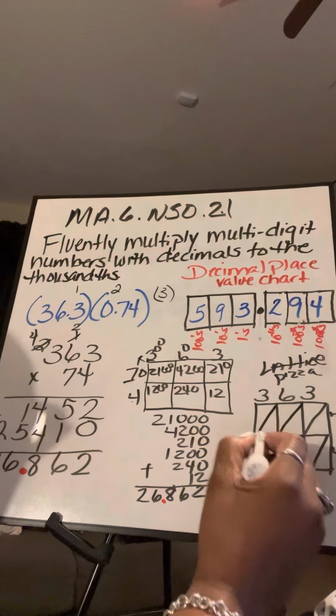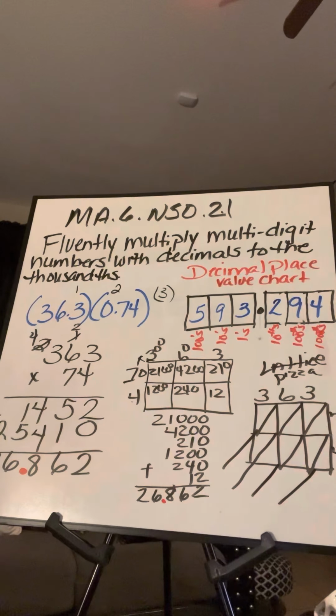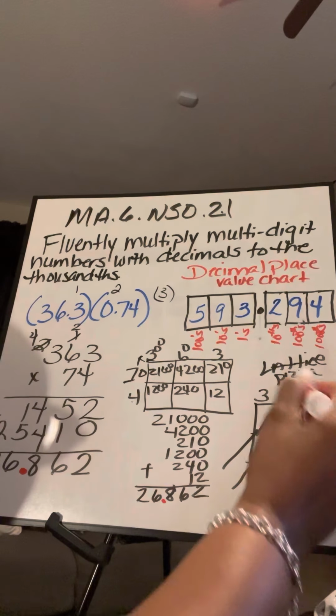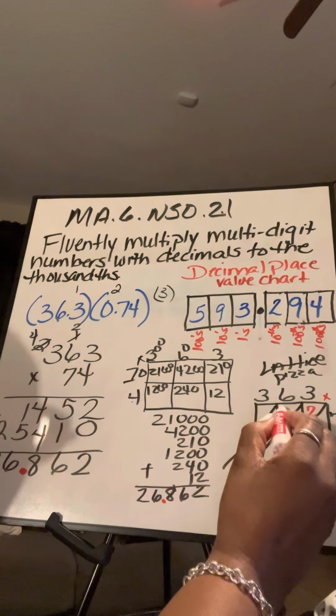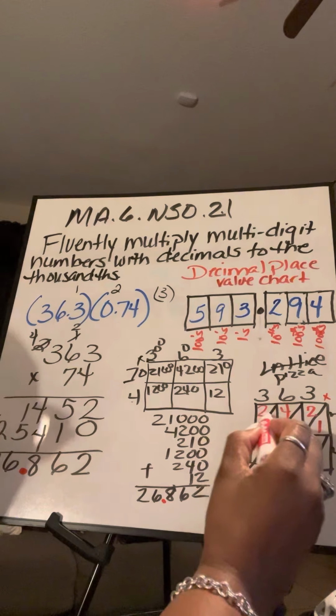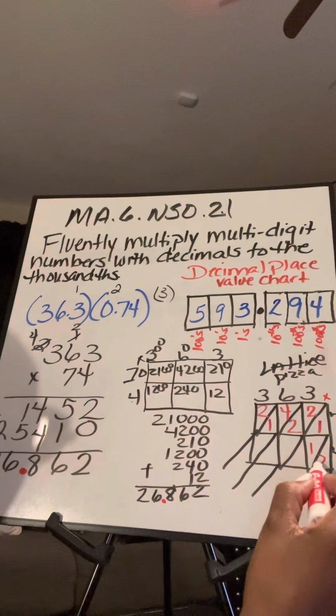This video is going to be a little bit longer because I'm showing the different strategies for multiplying. Okay, so now we're just going to multiply. 7 times 3, put our multiplication sign here. 7 times 3 is 21. I'm going to write 2 and 1. 7 times 6 is 42. 4, 2. 7 times 3 is 21. Again, I'm going to write 21. 4 times 3 is 12. I'm going to write that.